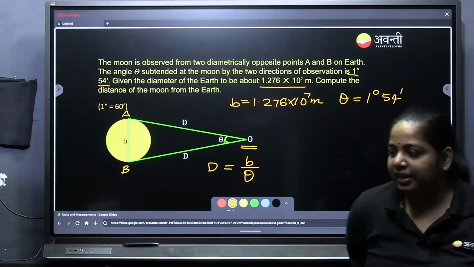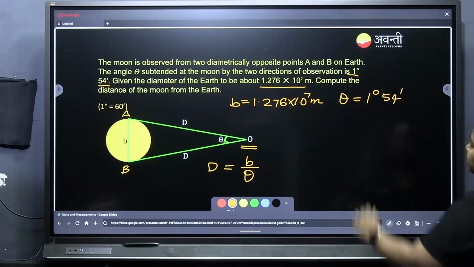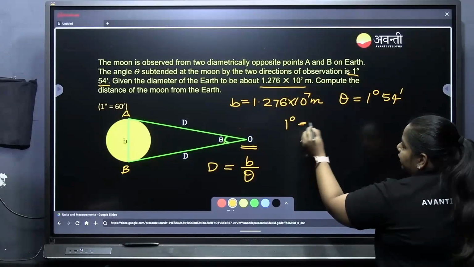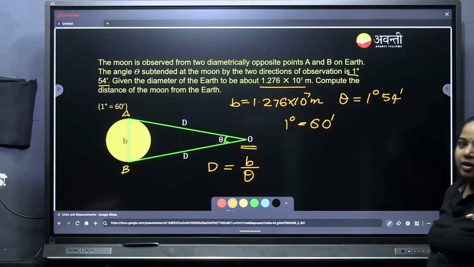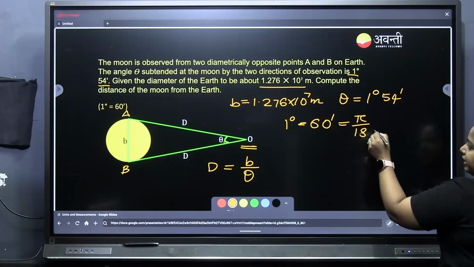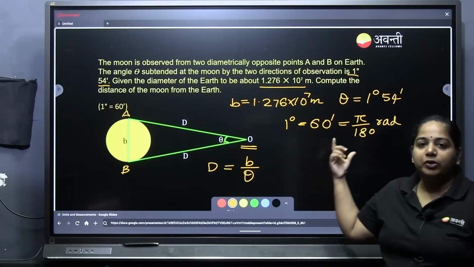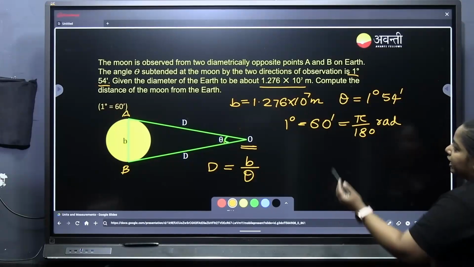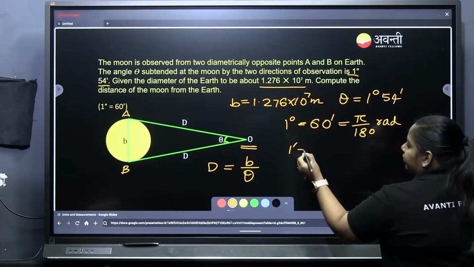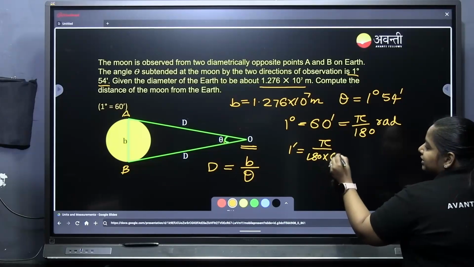We just discussed that the SI unit for plane angle is radian. So we have to convert this into radians. Given that 1 degree is equal to 60 minutes, 1 degree is also equal to pi by 180 radian. You guys remember this conversion? 1 degree equals pi by 180 radians. So we can convert minutes to radian as 1 minute equals pi by 180 into 60 radian.